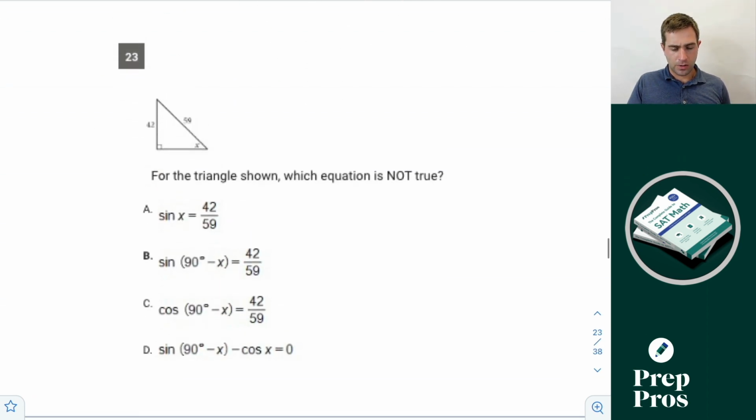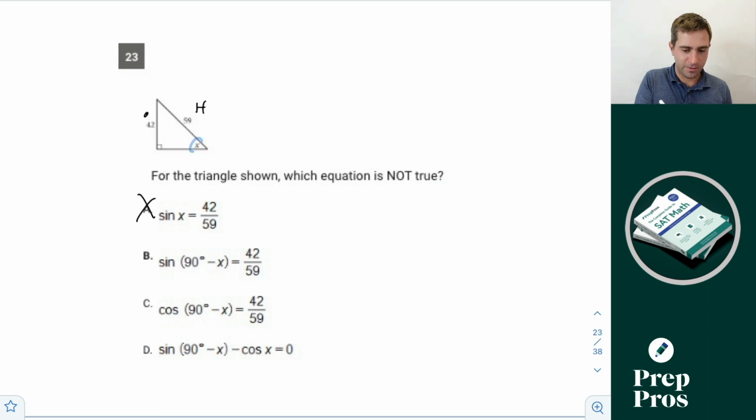All right, for the triangle shown, which equation is not true? All right, so some of our fun trig stuff here. So sine of x is 42 over 59. That's true. This is our opposite over our hypotenuse. So that works. Sine of 90 minus x.